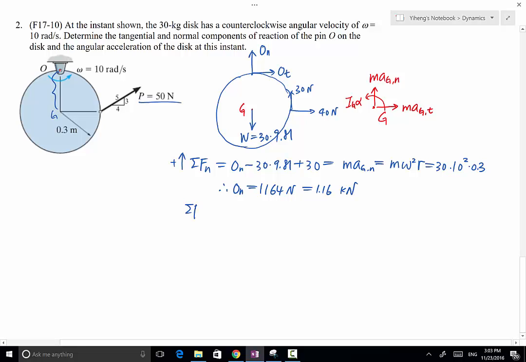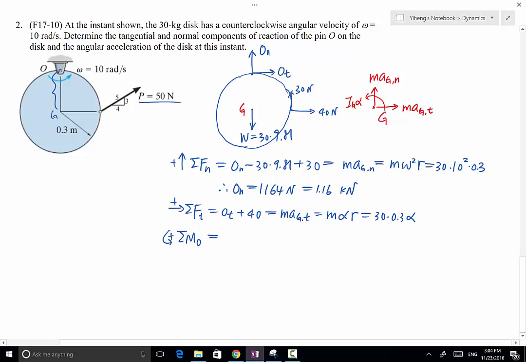And then resultant force along the tangential direction, that is to the right, we will have O_T plus 40 Newton force, and that equals m a_G,t, also can be rewritten as m alpha r, and that is 30 times r, 0.3, alpha is another unknown. Therefore, we need to write a third equation, which is the moment equation. Because we have two unknowns at point O, we're going to sum the moment about point O so that the two unknowns O_N and O_T do not show up in our equation.